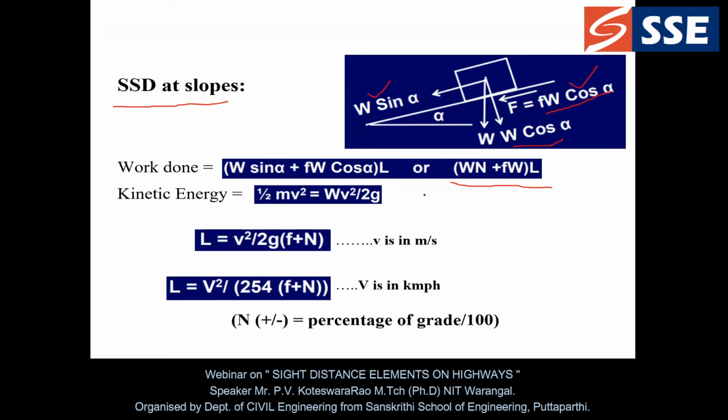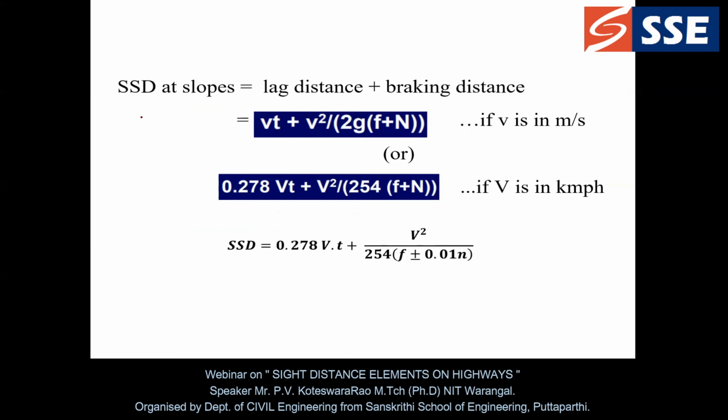So by equating these two, I get the distance L equal to V square by 2g into (f plus n). Here please observe this f plus or minus n, where the percentage of grade divided by 100 is n. This may be plus or minus depending upon whether you have an upward gradient or a downward gradient. So this is the total equation for SSD at slopes.